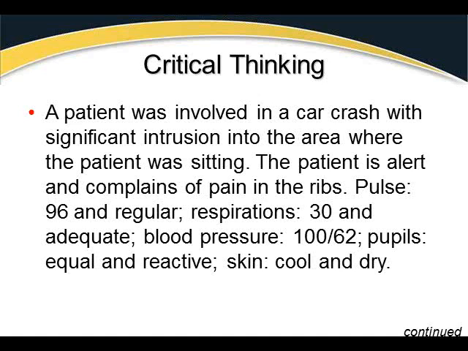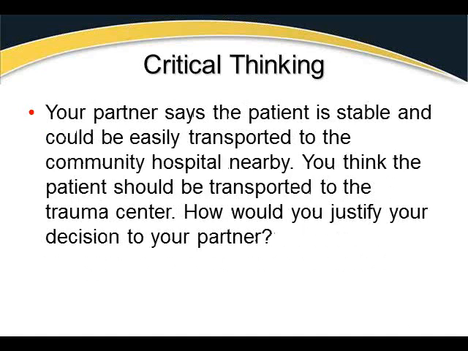So the patient is alert and complains of pain in the ribs. Pulse is 96 and regular. Respirations are 30 and adequate. Blood pressure 100/62. Pupils are equal and reactive. Skin is cool and dry. Your partner says the patient is stable and could easily be transported to a community hospital nearby. You think the patient should be transported to a trauma center. How would you justify your decision to your partner?